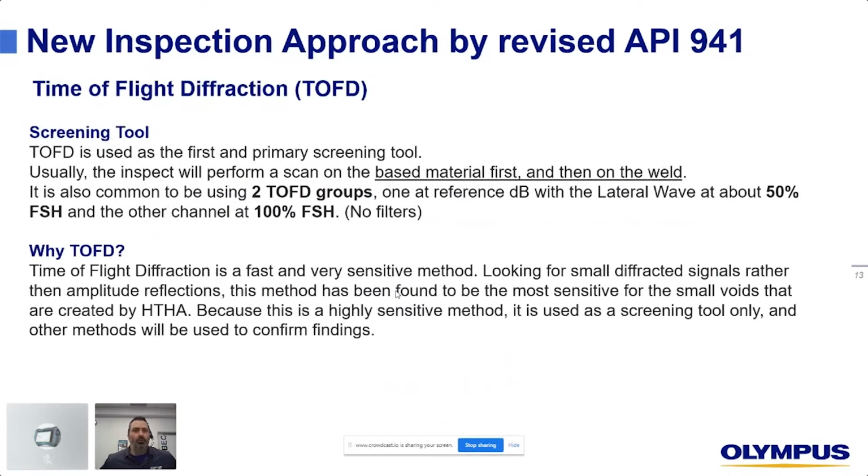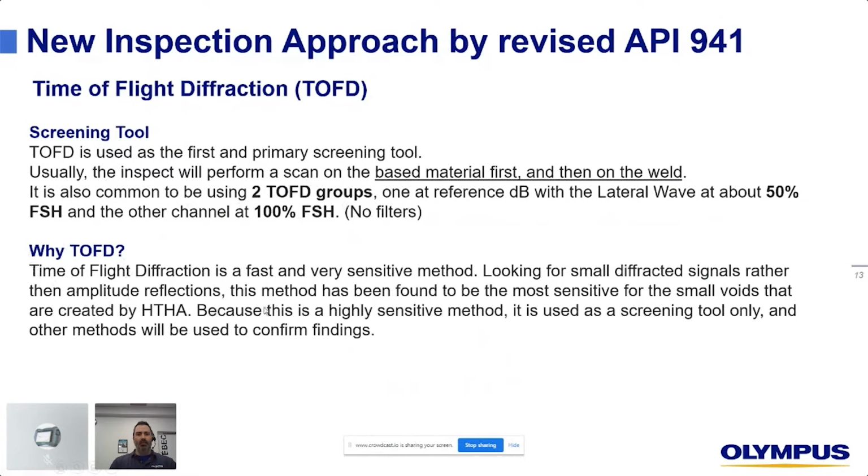Why would we want to use TOFD? As a screening tool, primarily. Usually the spec will perform a scan on the base material first and then on the weld to have a good understanding of what's going on. It's also common to have two different groups with the lateral wave amplitude being higher and lower on each of those groups, about 50% full screen height compared to 100% full screen height. We'll see what benefit this may bring.